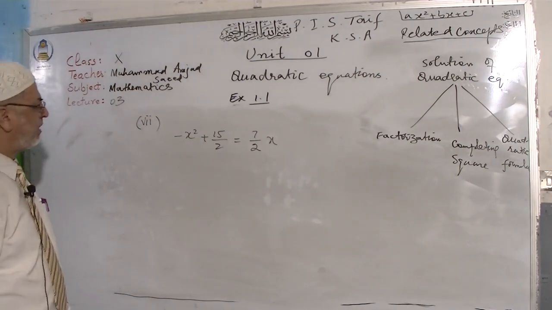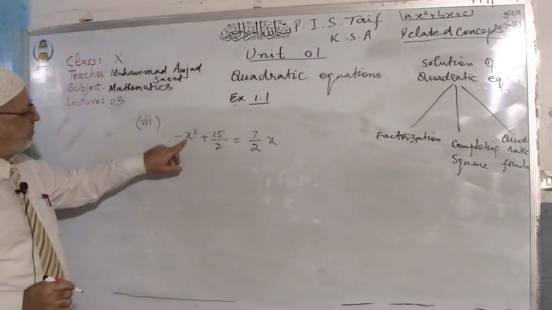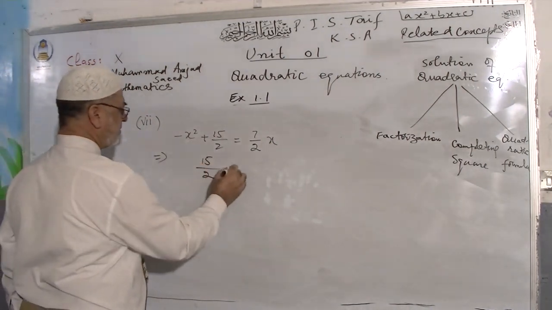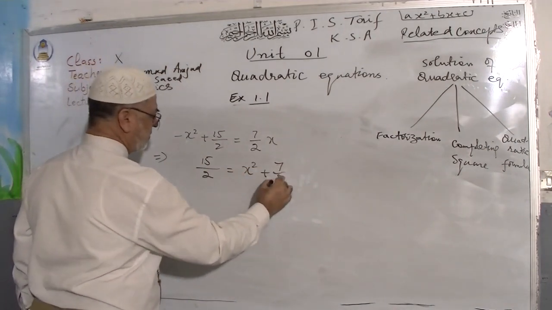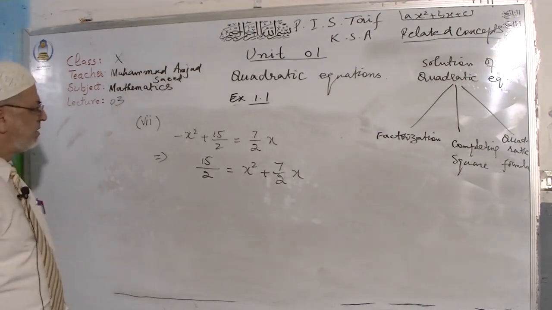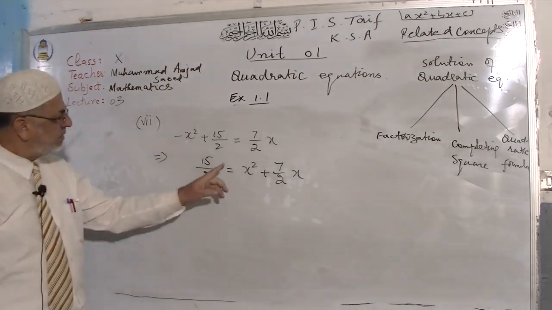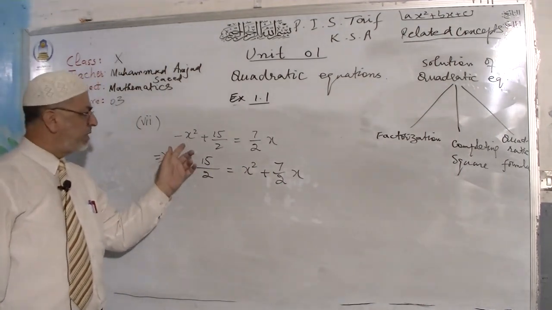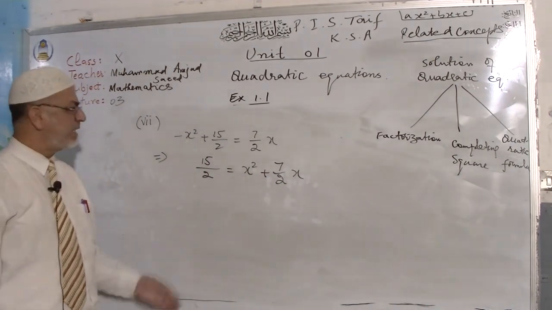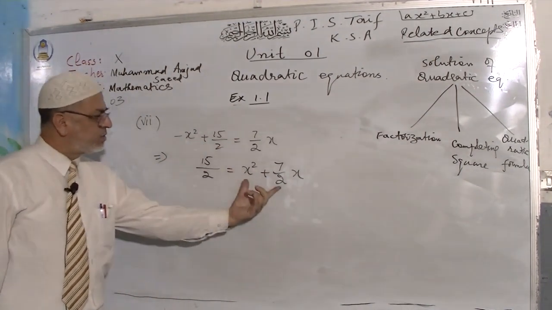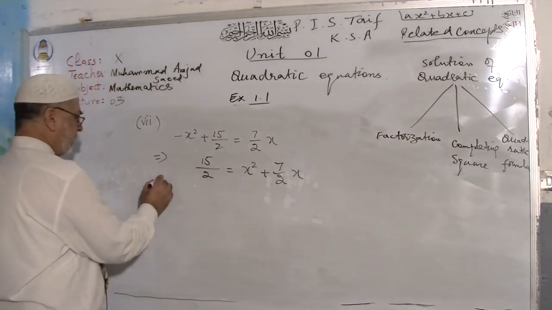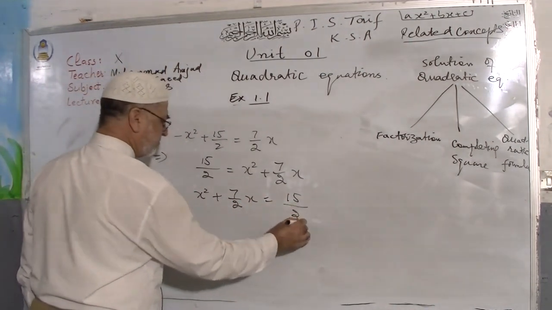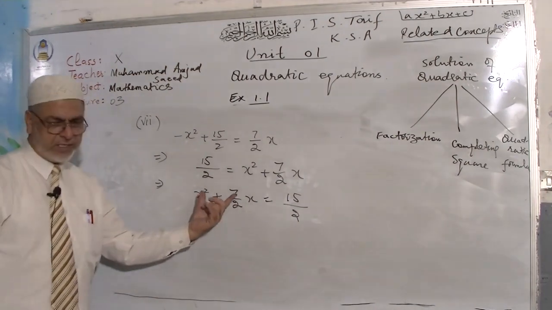Dear students, first of all, this is minus x square. Shift it to the right hand side. It will be plus x square plus 7 over 2 into x. But you can check. This is x square, this is x term, and this is constant. So actually you have written the first step, that constant is on one side and the other two terms will be on the other side. So you can write down x square plus 7 over 2x is equal to 15 over 2. Now you have to complete the square on left hand side.